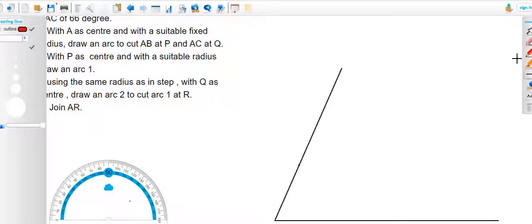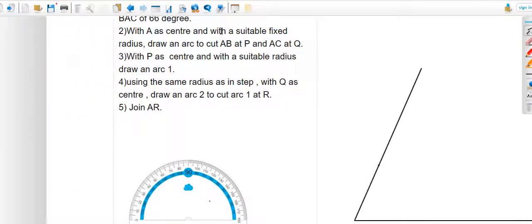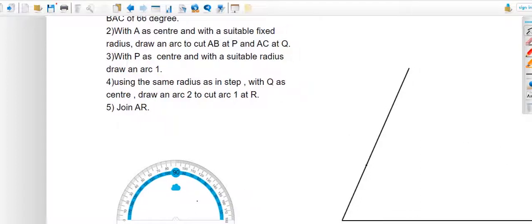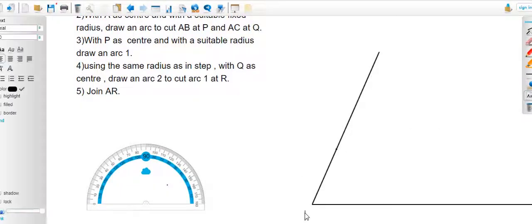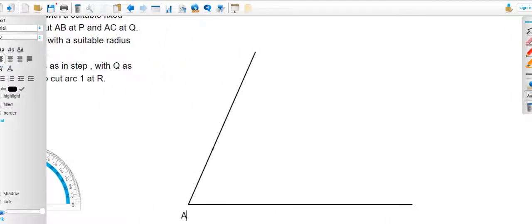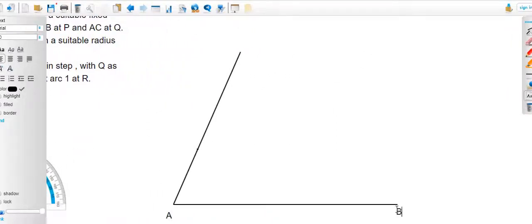Now what do we have to do next? We have drawn the angle 66, right? And with A, this part over here is A, this one is B, this one is C. I've measured the dimensions, okay?